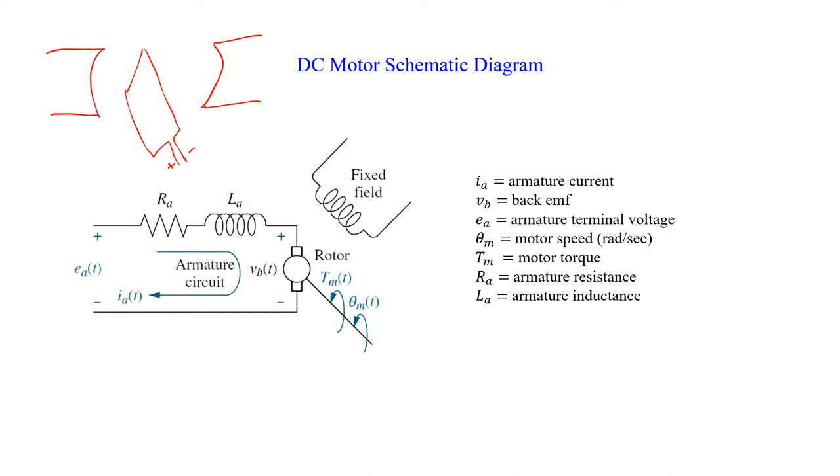And also, in the case of DC motor, the current through the armature is IA, the armature current. And the applied voltage is EA, the armature terminal voltage. TM is the motor torque. And due to this torque, the motor rotates with the speed of theta m dot in radians per second.